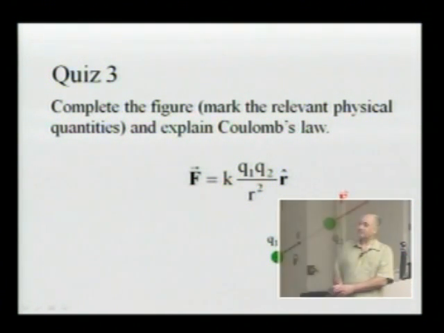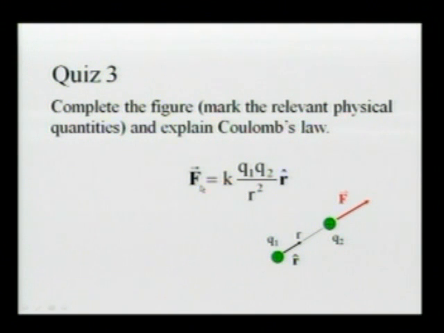Force exerted on particle number 2. So F is the electrostatic force exerted on particle 2 by particle 1. K is a Coulomb constant. Q1 and Q2 are charges of the two particles. Q1 is the charge of the particle exerting the force. Q2 is the particle on which the force is exerted. And R is the unit vector indicating direction from the particle which exerts the force toward the particle on which the force is exerted.